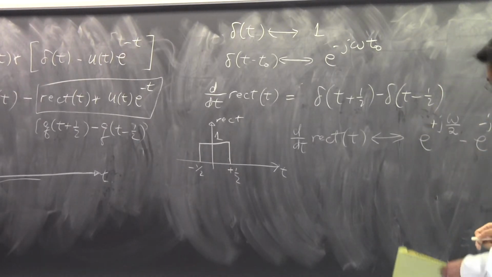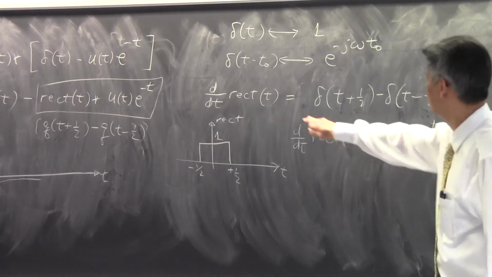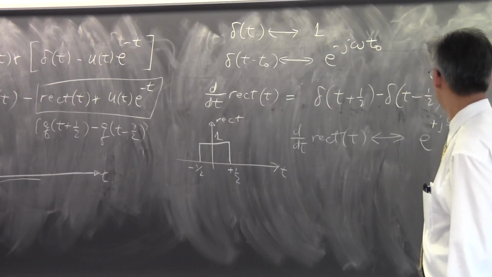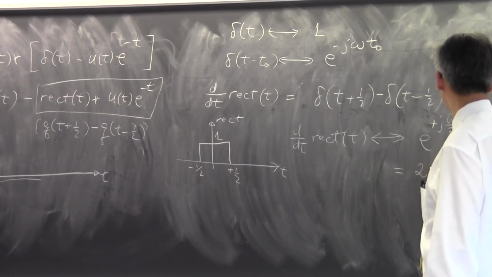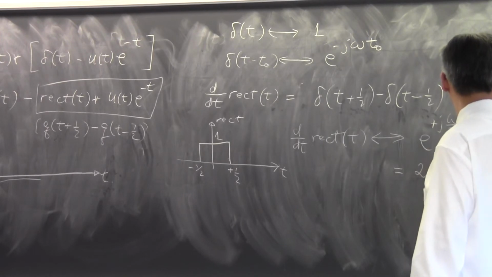These two terms Fourier transform to that, right? Okay? Multiplied by j omega. What is that? That's d/dt of the rect function. So the right hand side should be multiplied by j omega, right? No. This thing equals that thing. That thing Fourier transforms to that thing. Okay? Then this is equal to 2j sine of omega over 2.